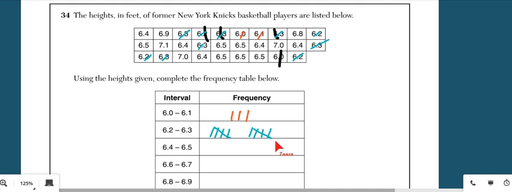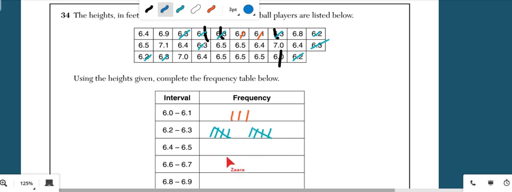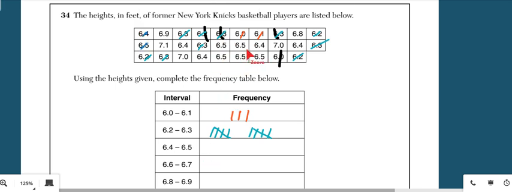Got it? Now let's change the color. Red. And we have the range 6.4 to 6.5. Okay, so these two, 1, 2, and then all of this, this, this. Is there any? Yeah, there is nothing. 1, 2, 3, 4, 5, 6, 7, 8, 9, 10, 11. Yeah, so it's 11, right?